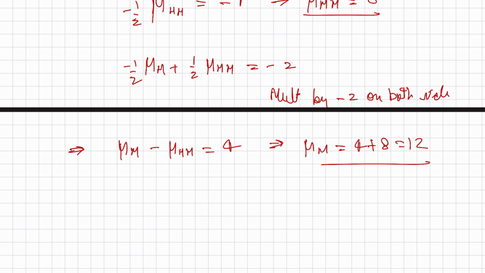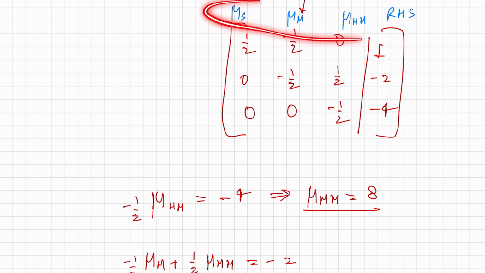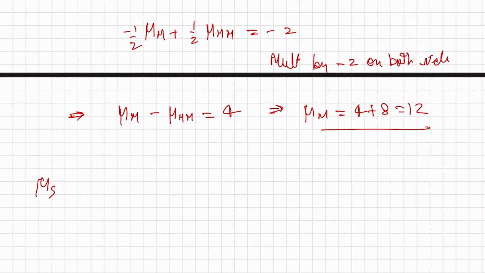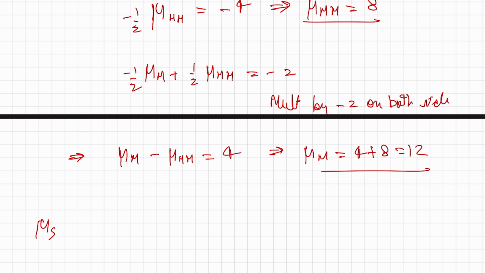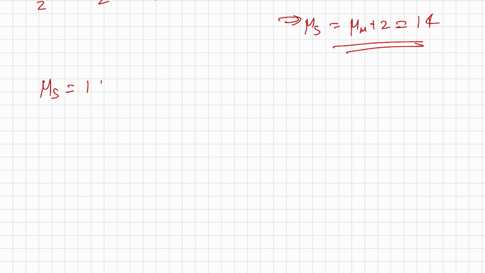So mu s is, again, if you see this matrix here, I'm just going to be multiplying coefficients with the variables here. Okay, and then I equate it to RHS. So this is mu s by 2 minus half mu h by 2 plus 0 times mu hh. That's going to be equal to 1. So this goes away. This becomes equal to mu s minus mu h is 2, just multiplying both sides with 2. So mu s becomes equal to mu h plus 2, and that is equal to 14. Okay, so we have all the answers. Since mu s is 14, mu h is 12, mu hh is 8.